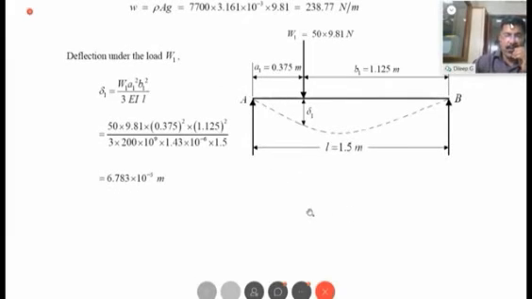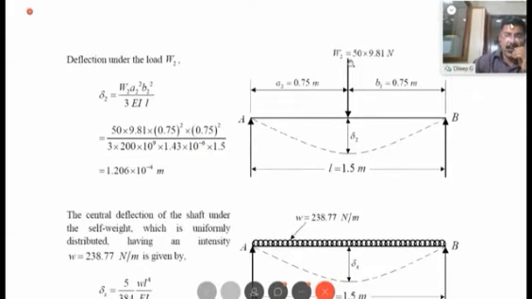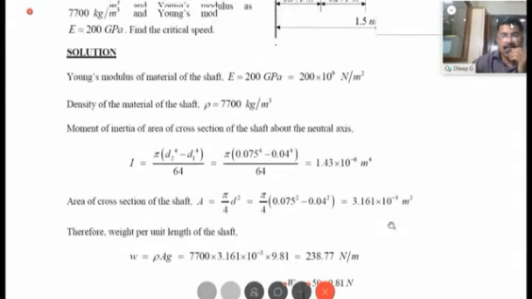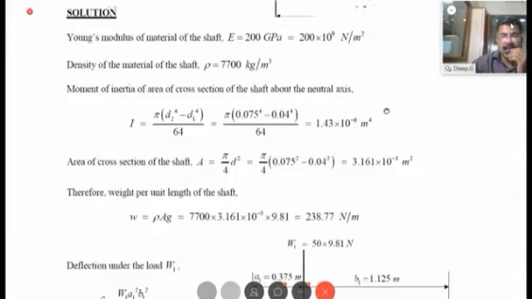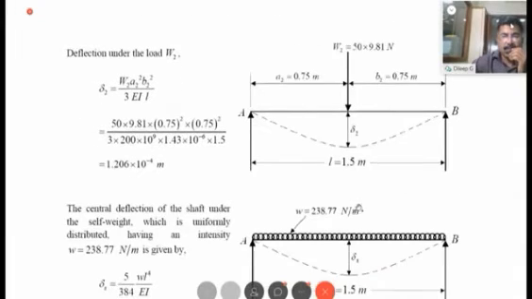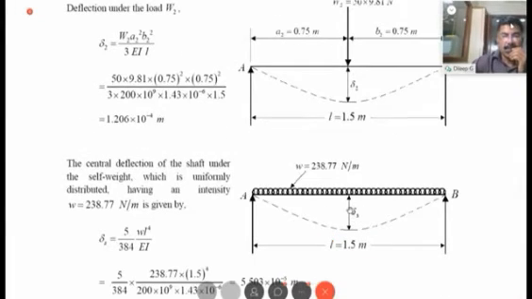Okay, now we are going for delta 2, the next load, which is at the center. W2 is also 50 kilogram into 9.81, so 490.5. Now this distance is A2, which is at the center. You can see from the figure, it is 0.375 plus 0.375, which is 0.75. So that distance is 0.75.